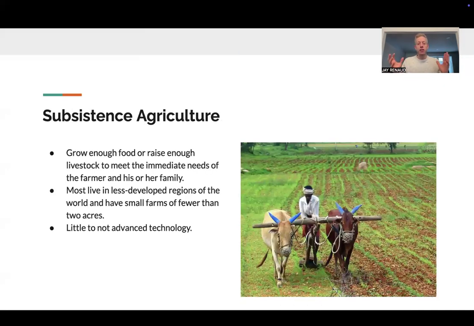Subsistence agriculture is growing just enough food to feed a family or a really, really small group. This is done in lesser developed regions of the world. One thing I tell my students is this isn't necessarily done by choice, right? They just lack the advanced technology that farmers have in the United States. Who wouldn't want to produce enough food to then sell for profit? So we're going to see this in lesser developed countries that lack the technology, the machinery, and the capital to produce enough food to sell.